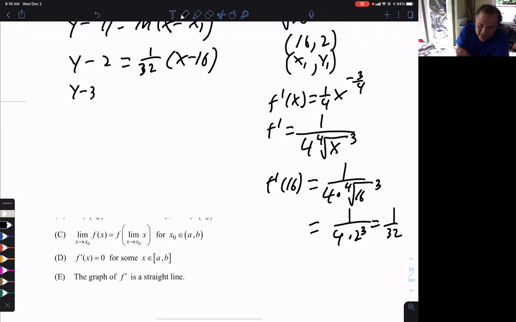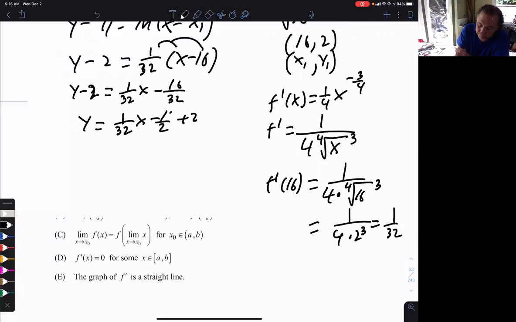Let's do some fancy schmancy work here and distribute that. 1/32x minus 16/32. Let's add the 2 to the other side. That's 1/2 plus 2. All I did is reduce that to 1/2. You can combine those, but now this is our linear approximation, so we'll call it our L of x.